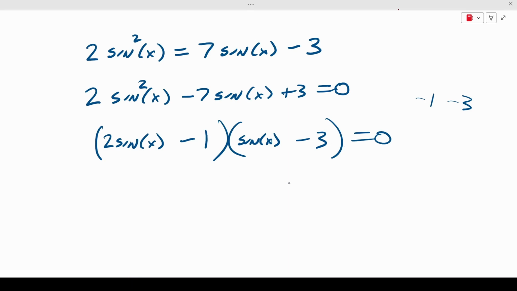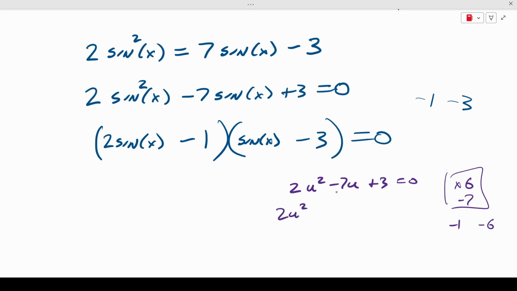If I had, let's use a dummy variable here. Let's just suppose I have 2u squared minus 7u plus 3 equals 0, and I want to factor. I could also use the method where I multiply a and c, that's 6, and I copy down b, that's negative 7, and I ask myself, what two numbers multiply to positive 6 and add to negative 7? And I get negative 1 and negative 6. And then I rewrite the middle term in terms of the negative 1 and the negative 6.